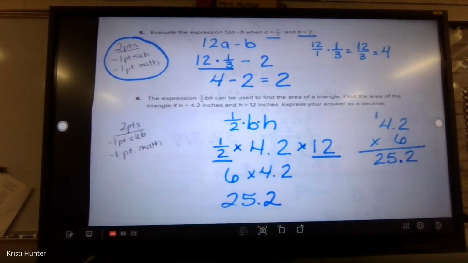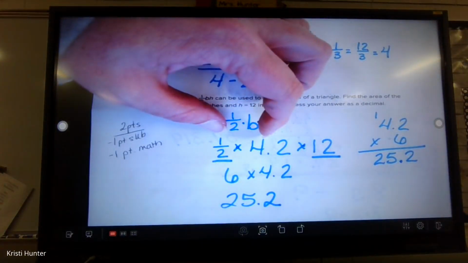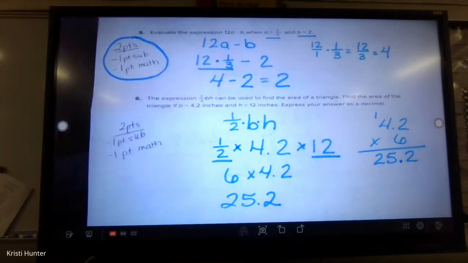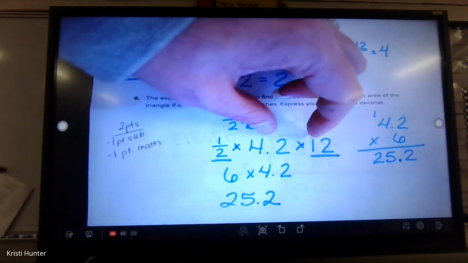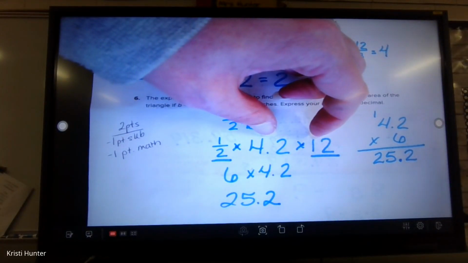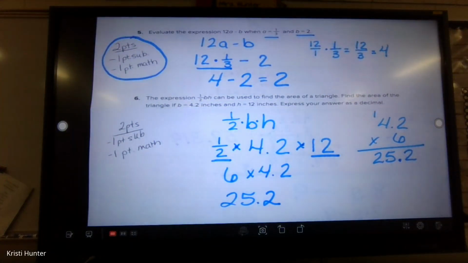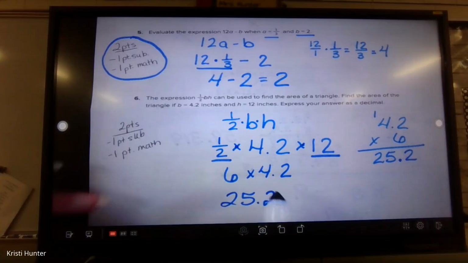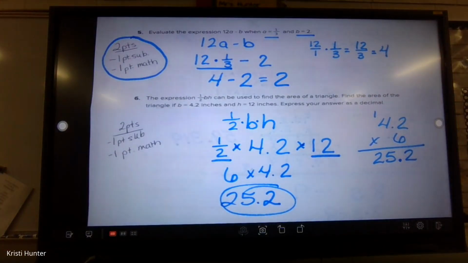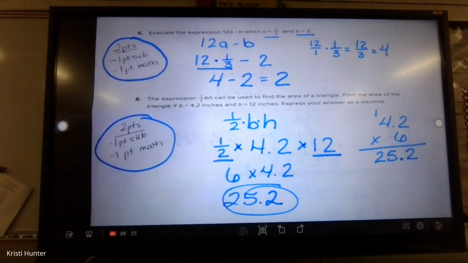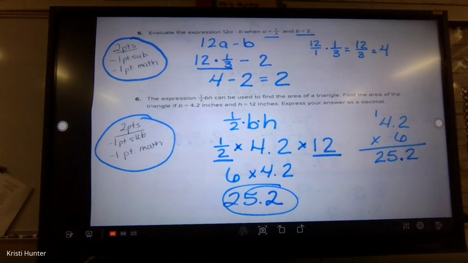And yes, you could have taken half the 4.2 and then multiplied by 12. Or you could have taken the 4.2 times 12 and then found half of it, because that associative property says we can go in any order if it's all multiplication. So again, this is a 2-point problem, 1 point that you substitute in correctly, and 1 point that you use that numerical expression skills from last module.